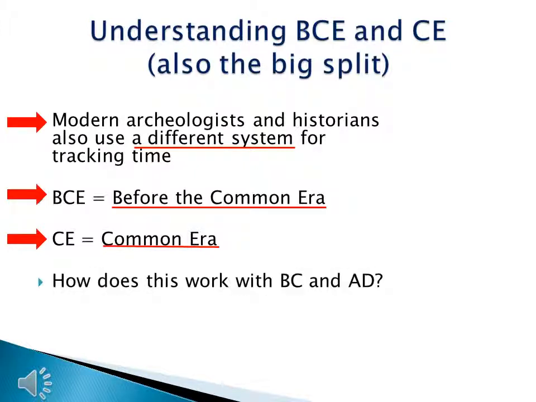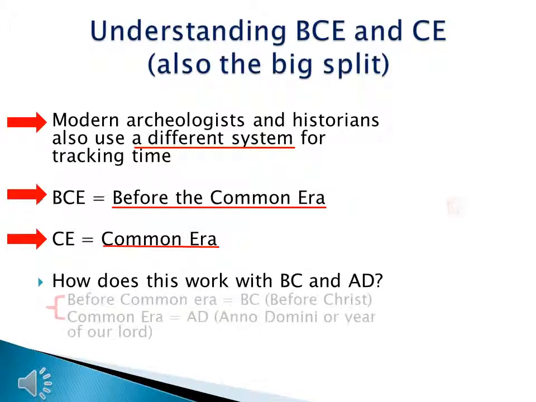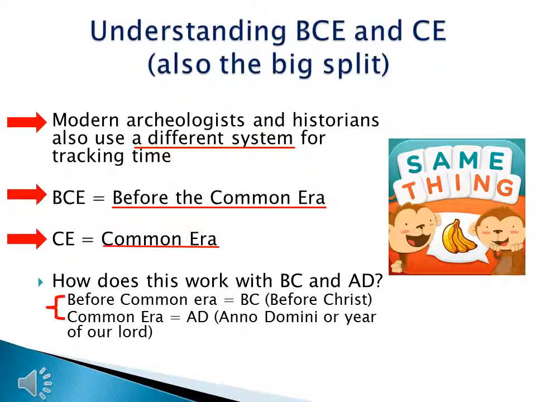So, how does this work? What is the difference between BC and AD? There is no difference. Before Common Era equals BC. So everything before the birth of Jesus Christ is considered before the Common Era. Then the Common Era equals AD, or Anno Domini. So everything on or after the year that Jesus Christ is born is considered the Common Era. BCE equals BC. CE equals AD.